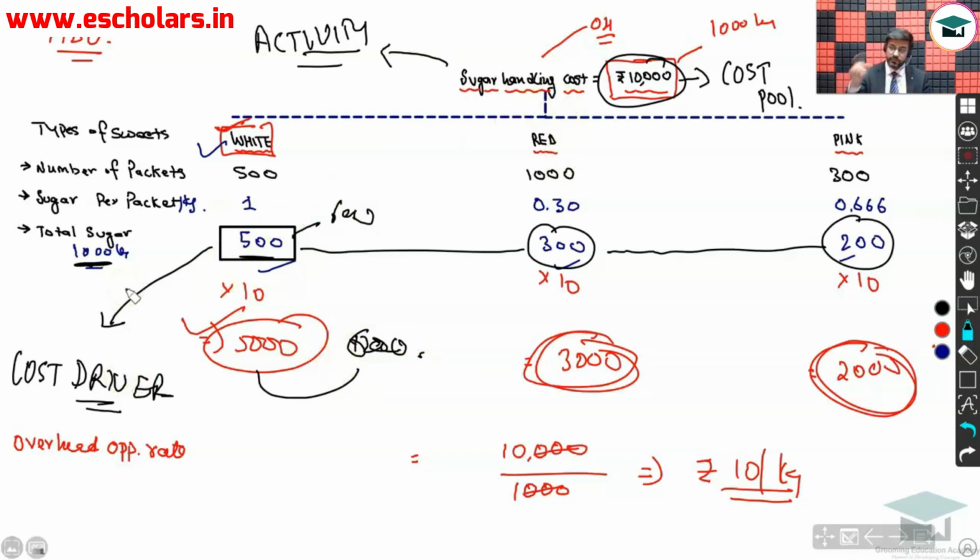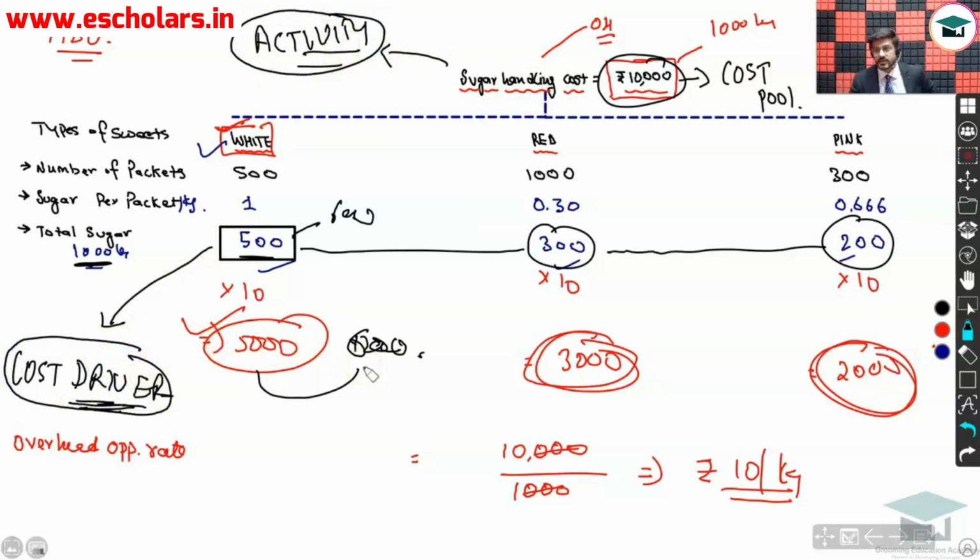Weight of sugar is known as the cost driver. So in the activity based costing system, we allocate the overhead cost on the basis of activities using the cost driver. That is the entire concept of the ABC costing system.